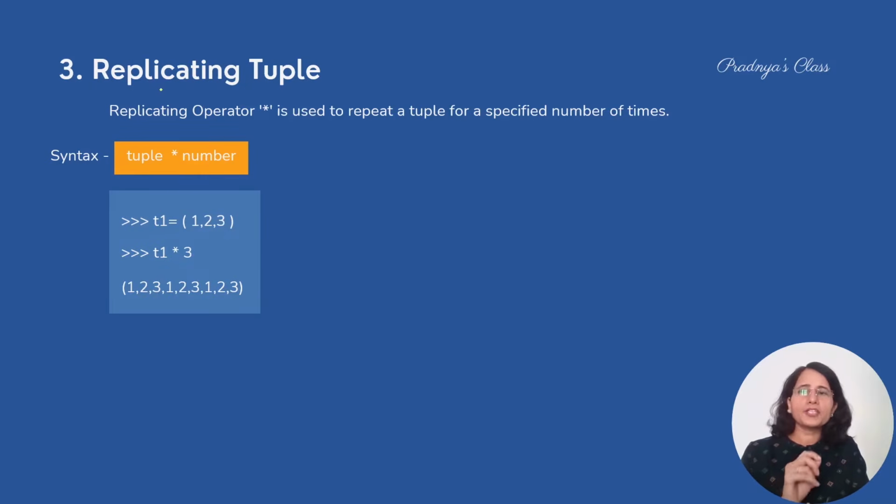The third operation is replicating a tuple. It is also similar to list. We use the replication operator to repeat the elements of the tuple. So here is the syntax, and let's take one example. I am creating one tuple and multiplying it by 3, so the elements of the tuple get repeated 3 times.